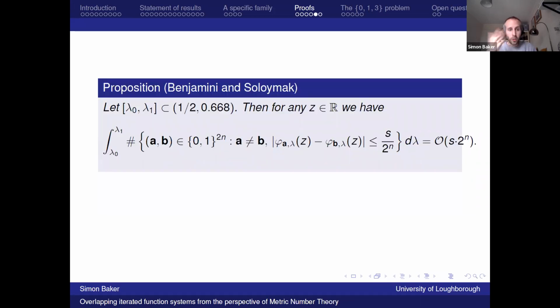So, using this transversality estimate, this lemma on the previous slide, what Benjamini and Solomiac can do is show that if you look at this pair correlation quantity we saw a few slides ago, and you integrate it over some interval lambda 0 to lambda 1, this is going to be of the order s times 2 to the n. Big O of s times 2 to the n.